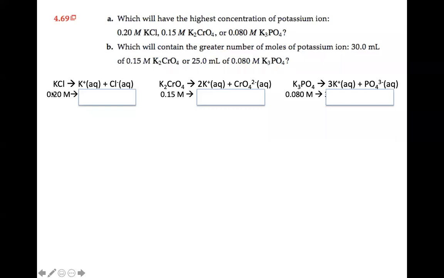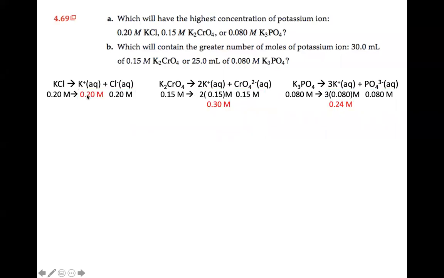When I look at the first one with the KCl, it looks like I get 1 potassium ion for every 1 KCl. So I think in that first case, the concentration would be 0.20 molar potassium, 0.20 molar chloride. How about with the second one right there? 0.15, I've got to double it because I get 2 potassiums for every 1 of the initial solute.